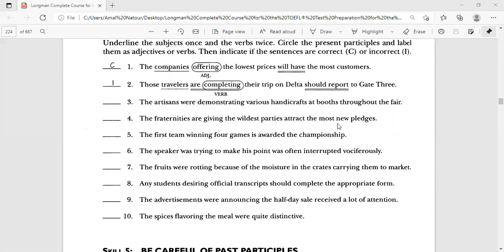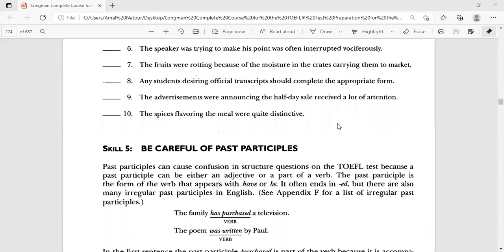Okay, now let's look at these two examples. The family has purchased a television. The poem was written by Paul. In the first sentence here, the past participle purchased is part of the verb. Why? Because it is accompanied by has.